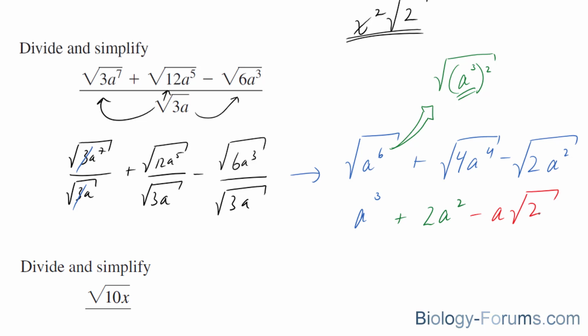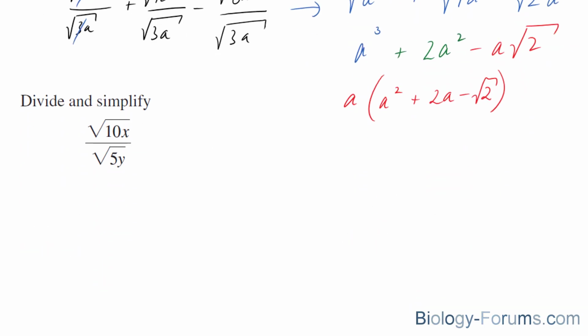And you can continue this by factoring out an a, because that's what's in common in all 3 of these terms, where you end up with 2a minus the square root of 2, and there you have it. Let's move on to the next example.